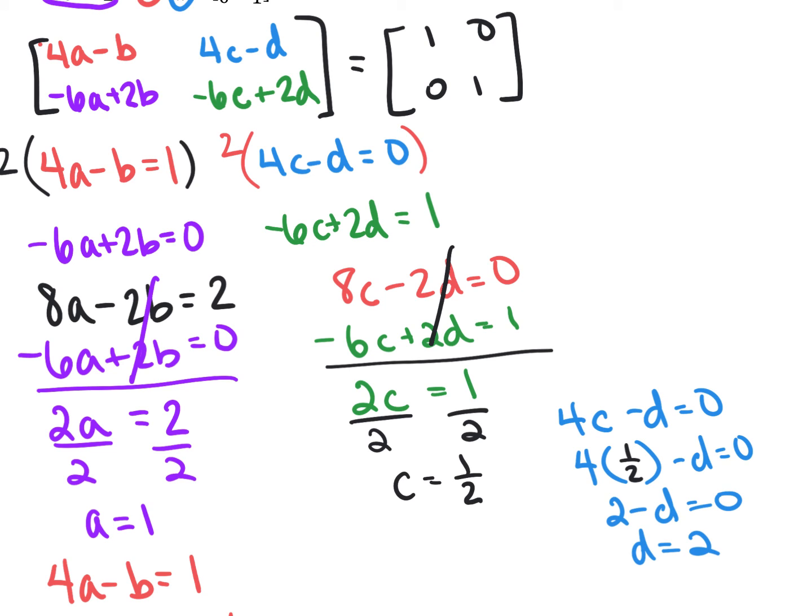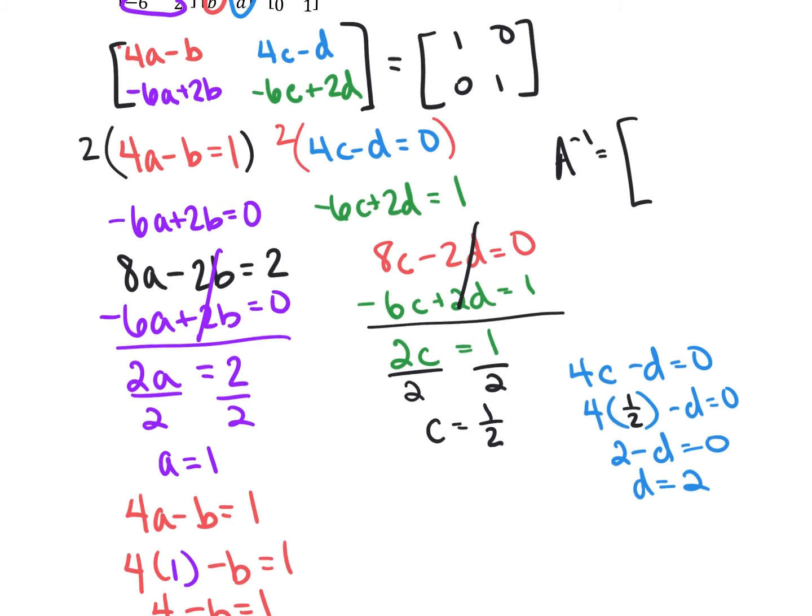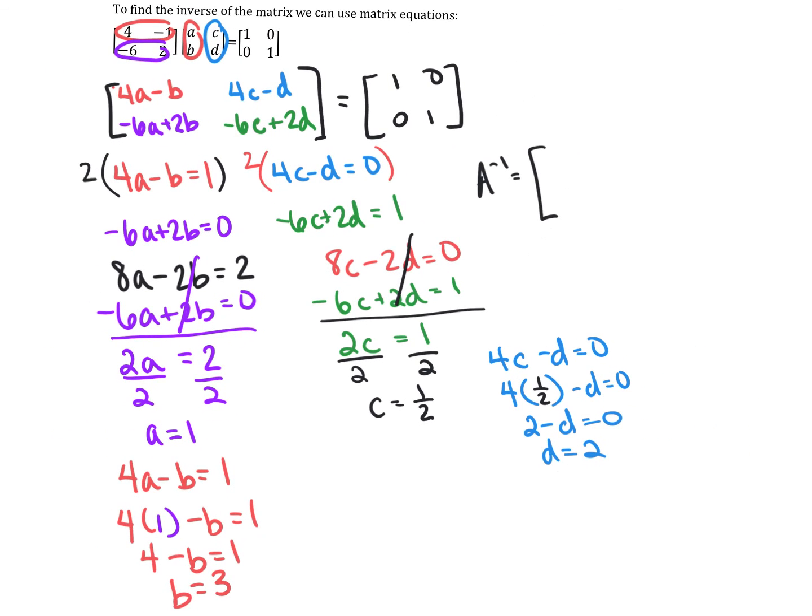a positive 2. So the inverse matrix, which we call A inverse, is equal to your A variable here, which is going to be 1. The B variable will be 3. The C variable, 1/2. And the D variable is actually 2.